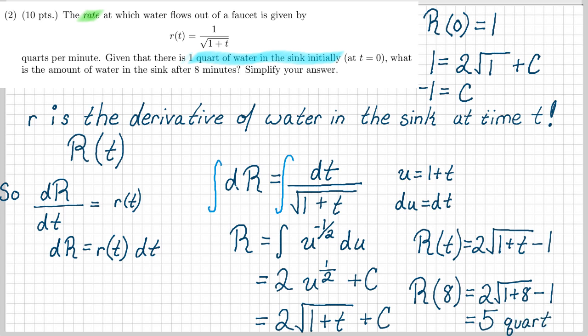And I think when I simplify that, I get 6 minus 1, which is 5. So my answer is 5 quarts. That seems like a lot of water to have in a sink, but there we go.